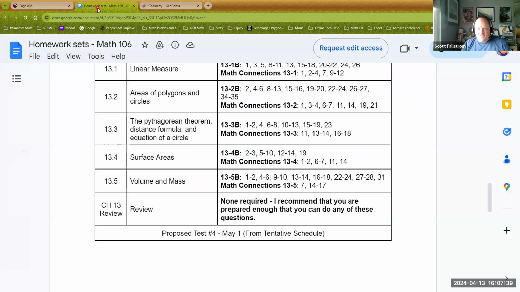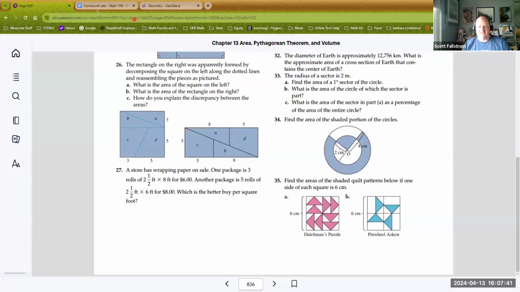I think the last one was 34 to 35. So that's these two over here. Find the area of the shaded portion of the circles. Okay. Shaded portion of the circles.